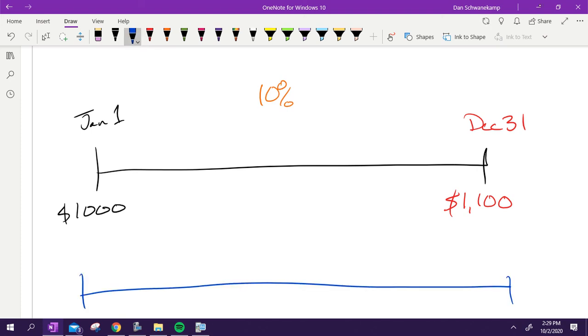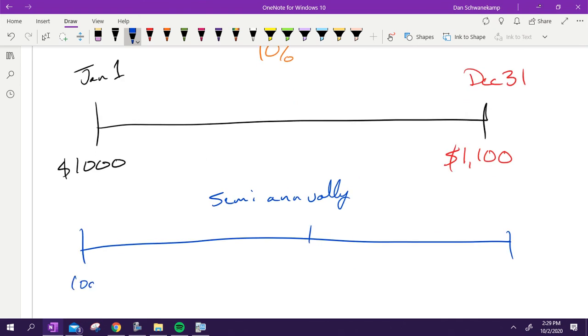Well, we could do the same thing, but go semi-annually. What does semi-annually mean, do you think? You're doing it twice a year. So we're earning that same 10%. On January 1st, I got $1,000. On July 1st, I'm going to earn 5%, because they're going to take my 10% and cut it in half. So how much am I going to have in my account on that day? $1,050. I got 5% right here.